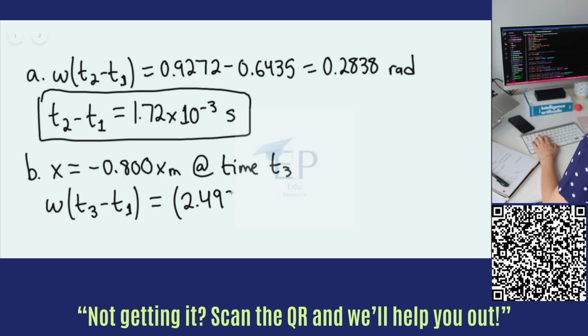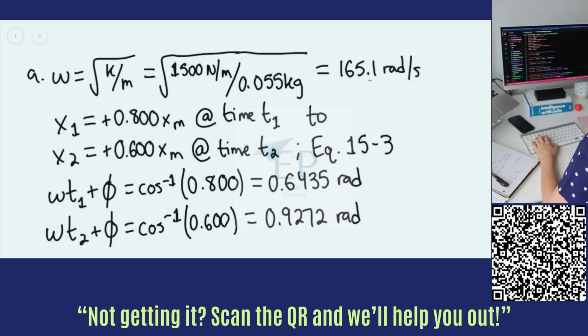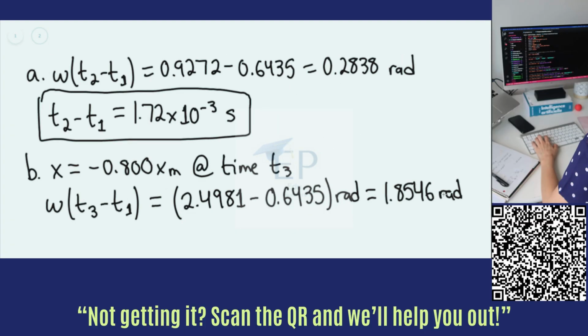2.4981, where arc cosine of negative 0.800 is equal to 2.4981 radians, minus 0.6435 radians. This gives us 1.8546 radians.